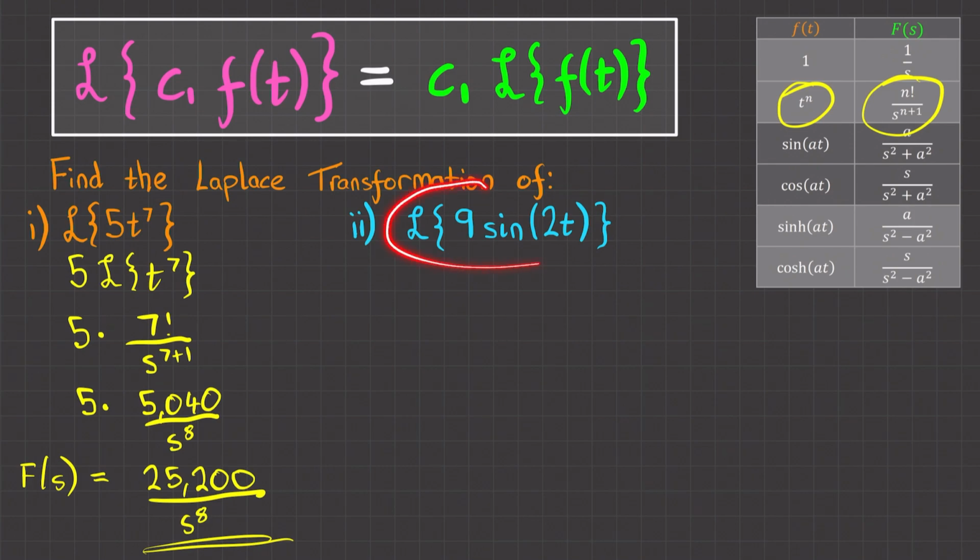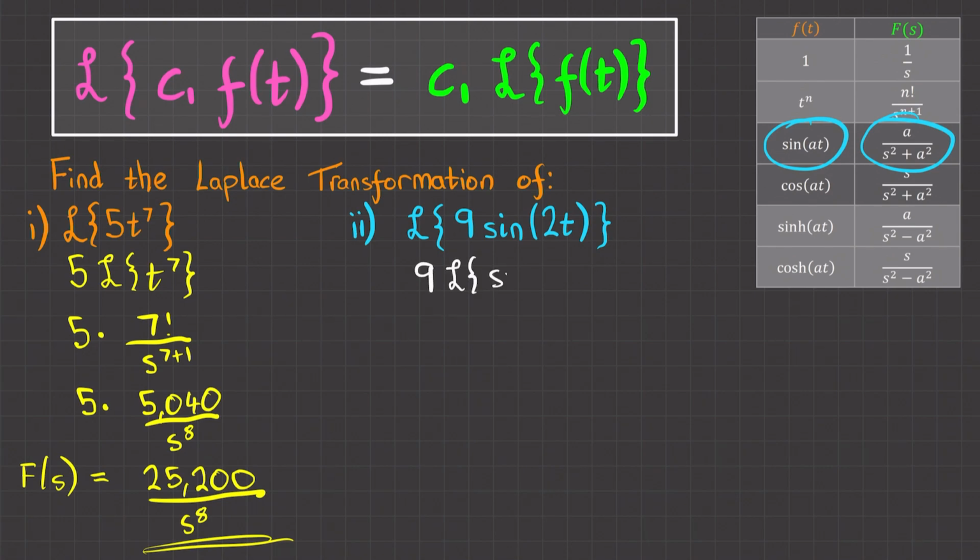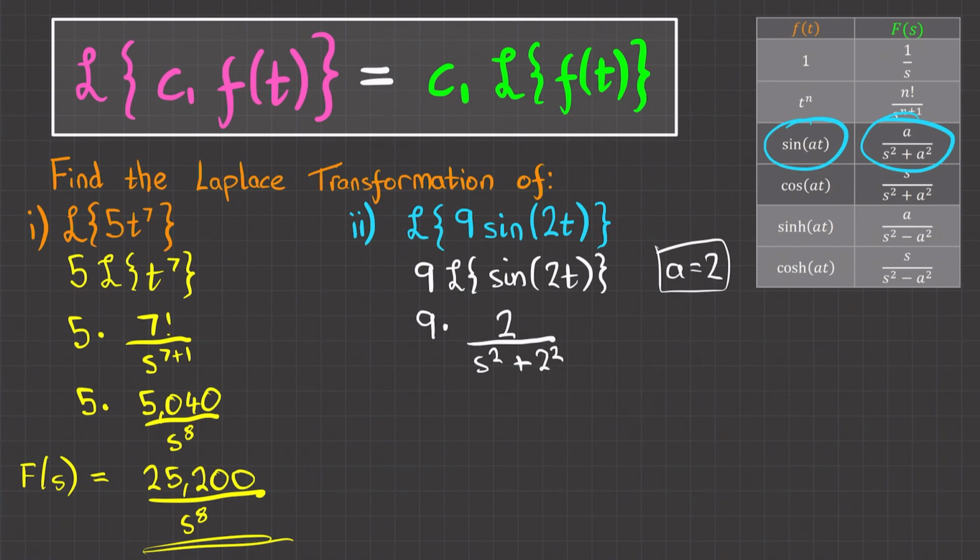Our second example, the Laplace transform of 9 sine 2t. We can see we're using sine at, which becomes this. We've got this coefficient at the front, so we can factor that out to give us 9 lots of the Laplace transform of sine 2t. Using the table, we'll then have 9 lots of, well, a is 2, so 9 multiplied by 2 over s squared plus 2 squared, giving us our function of s equaling 18 over s squared plus 4.